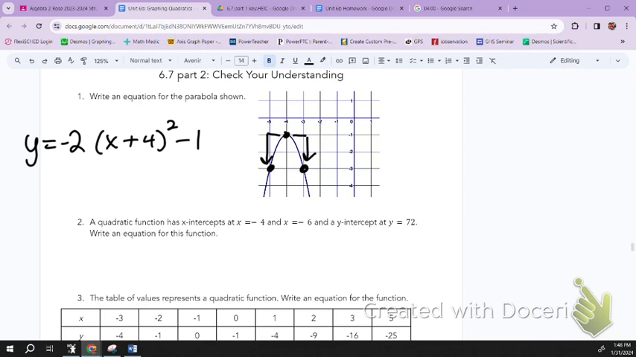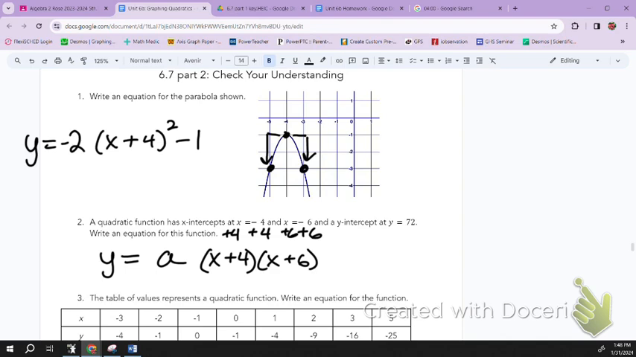Okay? For number 2, we have the x-intercept, so we're going to do reverse zero product property, meaning I want 0 to appear to get my factor. So x plus 4 has to be a factor. When I add 6 to both sides, x plus 6 has to be a factor. I'm still going to put an a out front to solve for in a second.